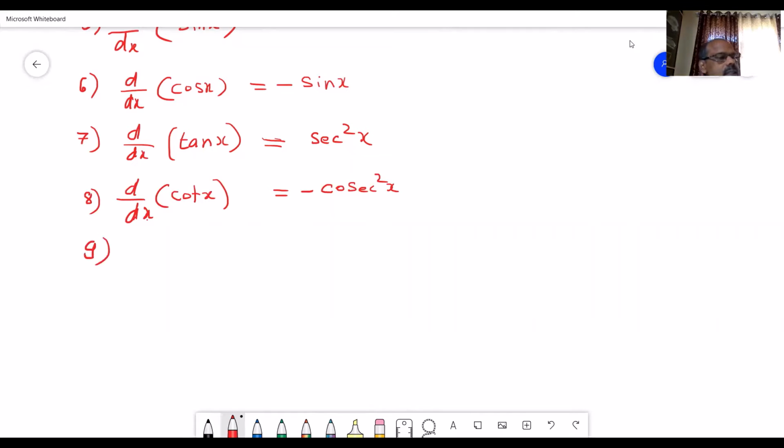Ninth one we are considering, dy by dx of secant x. What will it be? Can you say? Okay, sec x plus... it is not a plus, it is secant x tan x. So dy by dx of secant x is equal to secant x tan x.